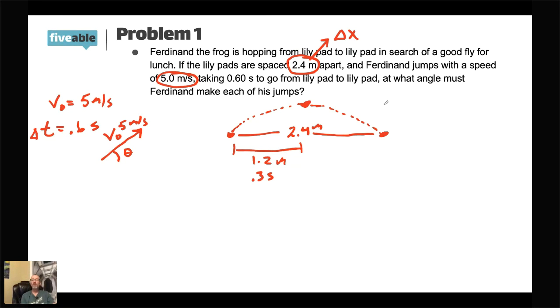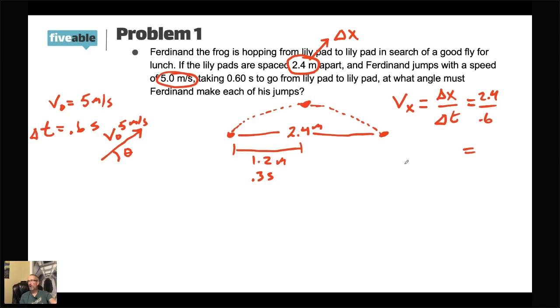find out the velocity of the frog. So we're going to find the velocity of the frog in the x direction. Why is that important? Remember, the velocity in the x direction for any of these problems is always going to be constant. So we're going to say this is equal to the change in position divided by the change in time. So let's use the entire 2.4 meters and the change in time, 0.6 seconds, and see what we get. So we've got 2.4 divided by 0.6.